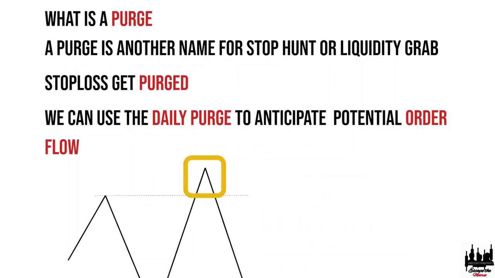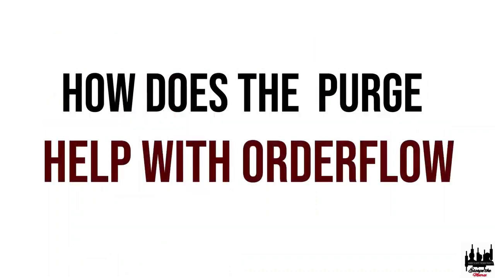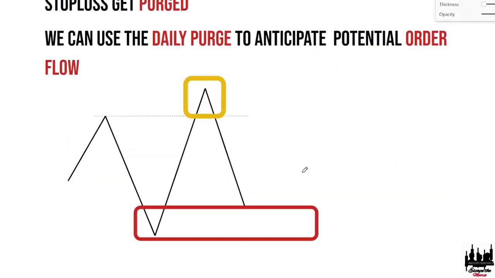So what is a purge? A purge is another name for a stop hunt or a liquidity grab. It comes from stop losses being purged, being liquidated. We can use the daily purge to anticipate potential order flow. So how can the daily purge help us determine the order flow?